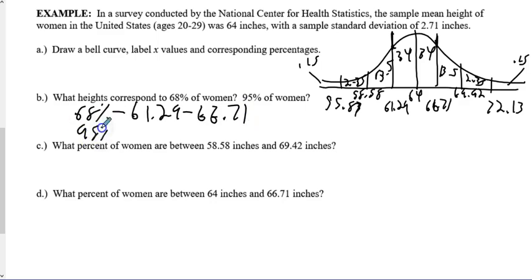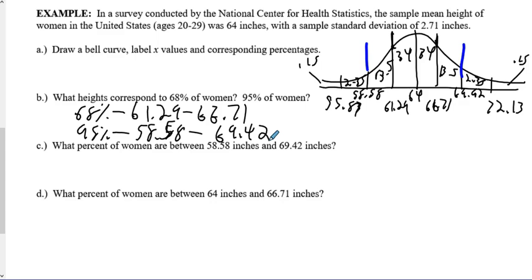95% is between -2 and +2. So basically, we're going to add all that. Well, we're not actually adding percentages, we're saying the number. So, sorry, that's 58.58. That's supposed to be a 5. Up to 69.42.